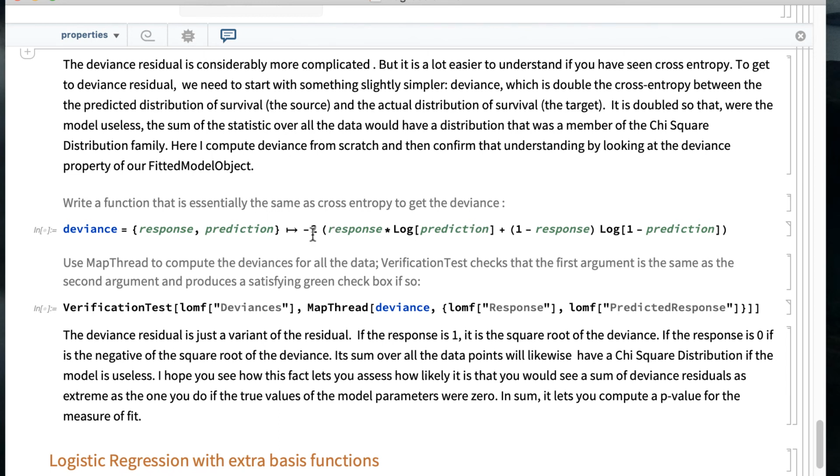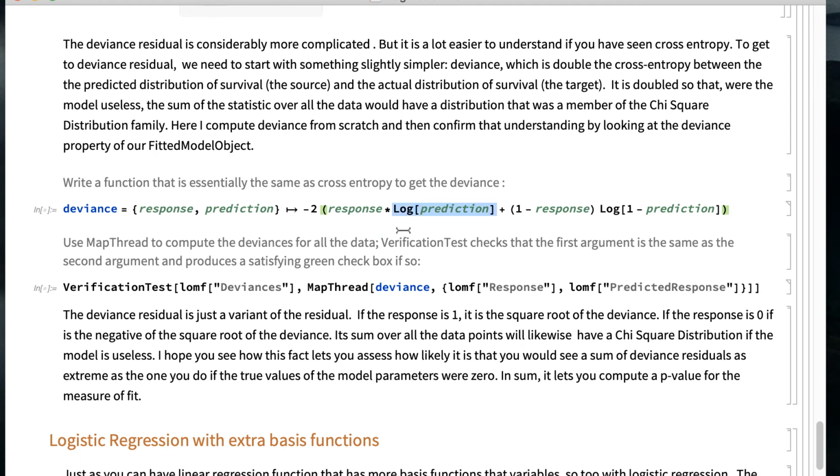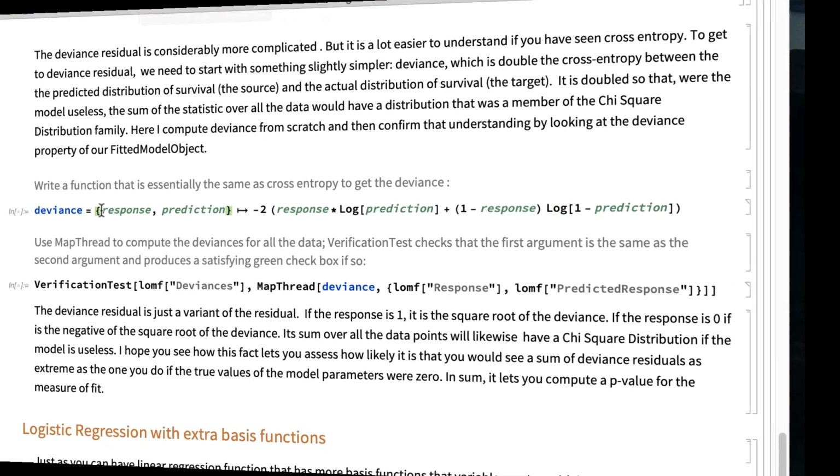Here, what I'm going to do is to compute the deviance residuals by hand. I'm going to compute the cross entropy. It's basically, we're going to weight the logs of the prediction and 1 minus the prediction. Those are our two possible outcomes, the predicted value and 1 minus the predicted value, and weight those by the actual response, the truth of the matter, and 1 minus the truth of the matter. And then I'm going to double that, and that is the deviance.